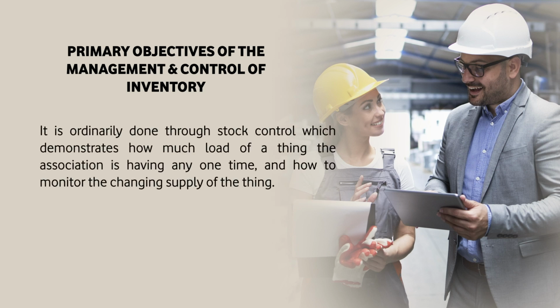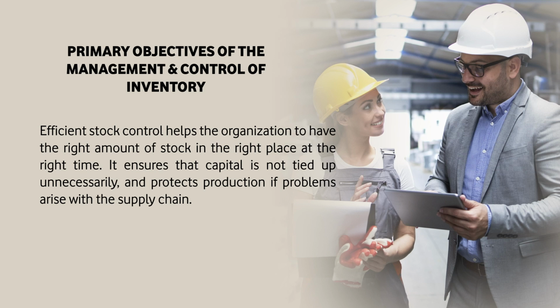It is ordinarily done through stock control, which shows how much stock of an item a system is having at any one time, and how to monitor the change in the supply of the items. Means in a production line or a manufacturing line, assembly line, how much inventory is needed at what point of time. So we have to control the stock or administer the stock to see that the requirement of the production or manufacturing line is fulfilled properly. Efficient stock control helps the organization to have the right amount of stock at the right place at the right time.